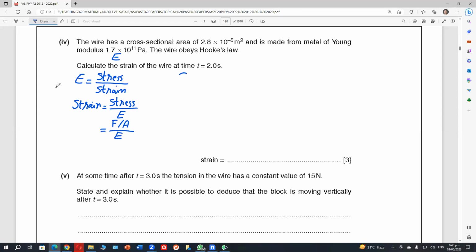So I have rearranged the formula. How much force should I put? 20 Newton. 20.2 we can say.